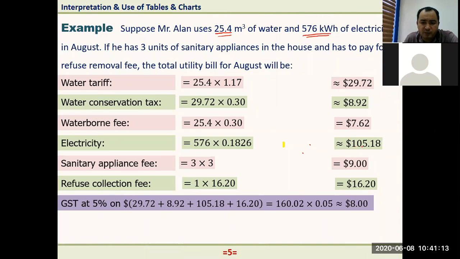And next one, 105.18 electricity, also we have to pay GST. And also this one, it includes GST, that's why we are not including it here, because in the table, if you remember, they already include GST. Refuse collection fee doesn't include GST, so also on this amount, we have to pay GST. So altogether added up and then multiplied by 0.05, this total is 160.02, multiplied by 0.05, that's approximately equal to $8. That's all, right?